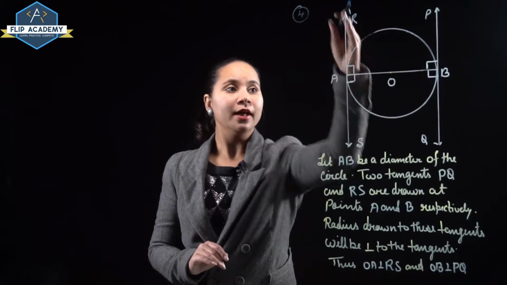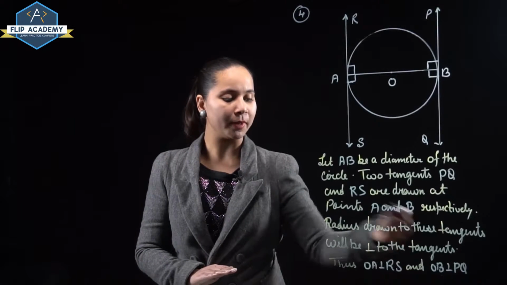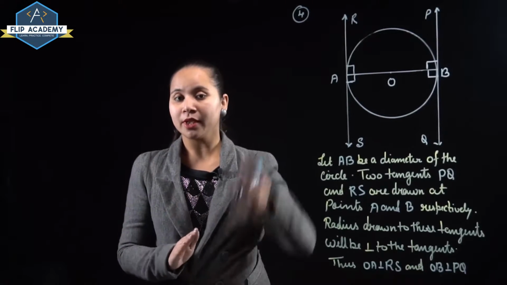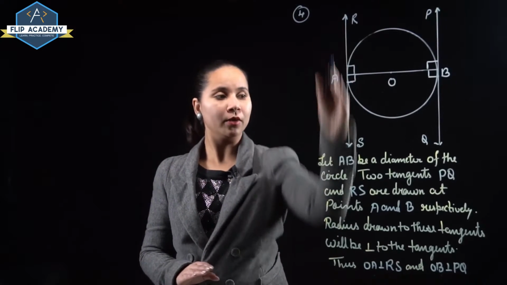PQ is drawn at B. Similarly RS is drawn at A. Now radius drawn to these tangents will be perpendicular to the tangents. तो जो radius होती है वो tangent पर क्या बनाती है? 90 डिग्री बनाती है. So OA perpendicular RS.